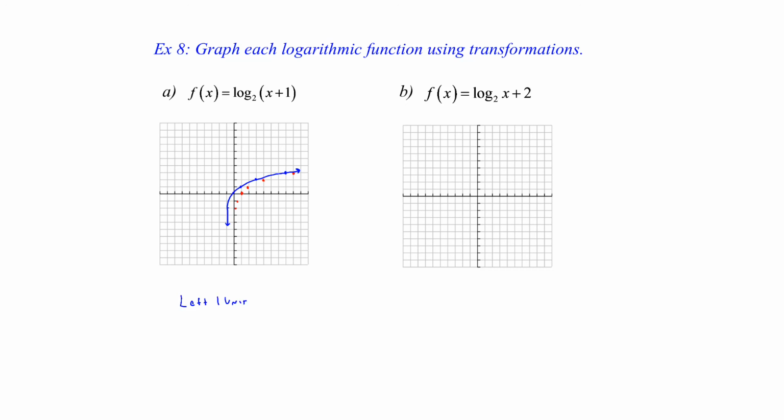The graph is shifted to the left 1 unit. You can see how the vertical asymptote is also shifted 1 unit to the left. So I don't want to see that line go over that vertical asymptote. Go ahead and try 8b on your own.